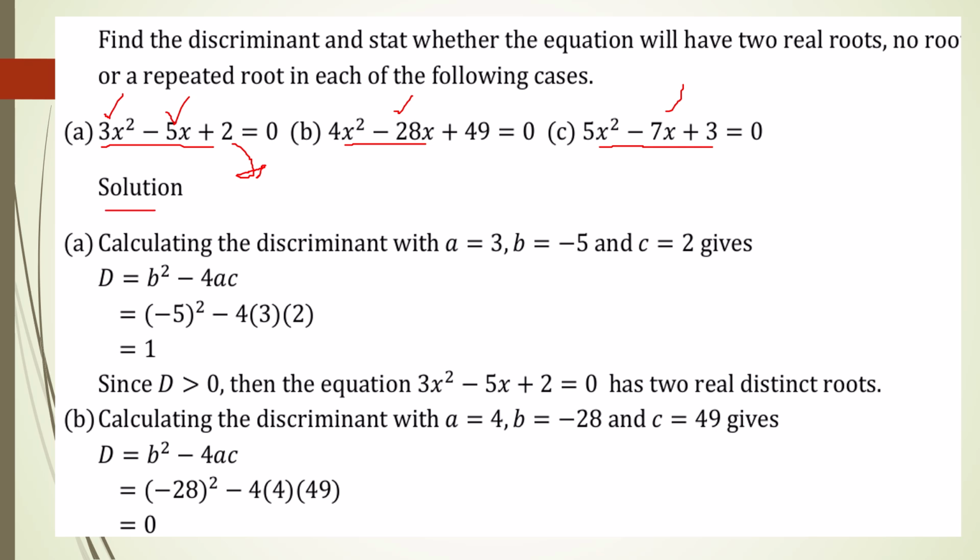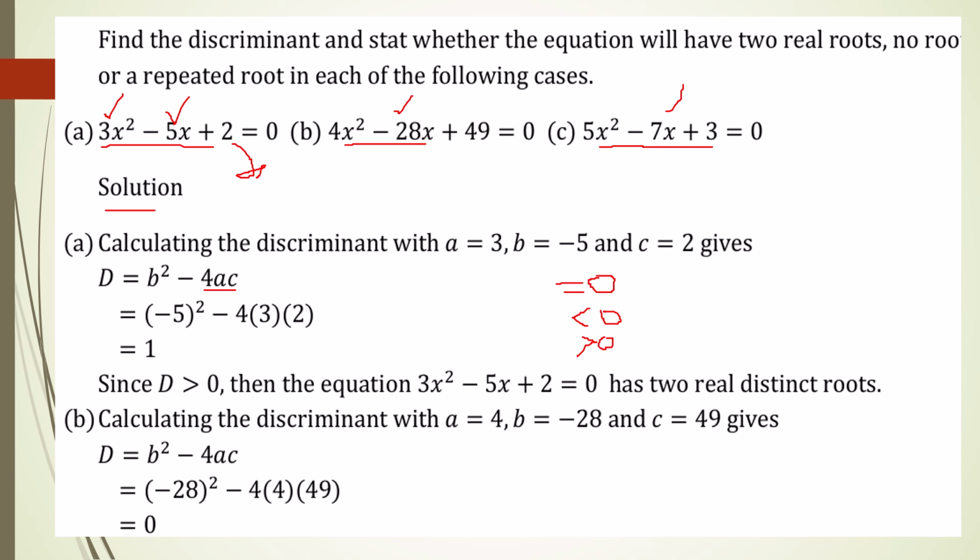For us to identify the nature of roots of a given quadratic equation, we have to substitute the values of a, b, and c into the discriminant, which is always the formula under the root of the quadratic formula. So for part A, our discriminant is b squared minus 4ac. If we get a value equal to 0, the equation has equal or repeated roots. If we get a value less than 0, the equation has no real roots. And if we get a value greater than 0, the equation has real and distinct roots.